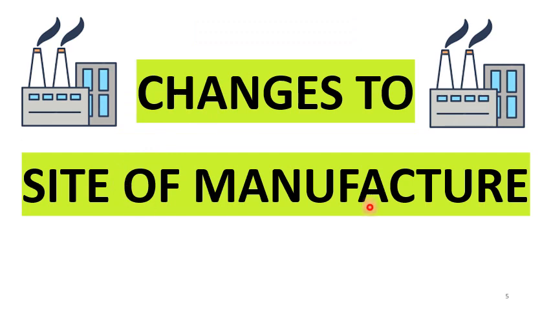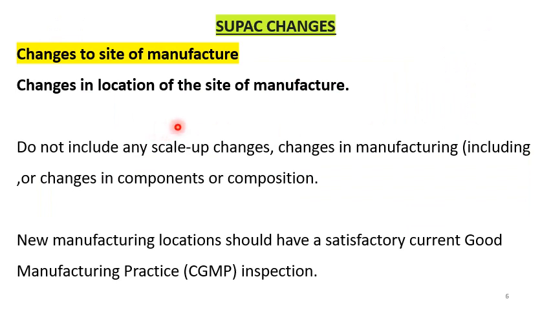So changes to the site of manufacture. So see, once the product has started manufacturing at a site of manufacturing, and if that manufacturing site is required to be changed, then these SUPAC guidelines are applicable for the changes to the site of manufacture. So change in the location or site of the manufacture, and this type of SUPAC change does not include any scale up changes, changes in the manufacturing, or changes in the components or composition. So these are dealt separately.